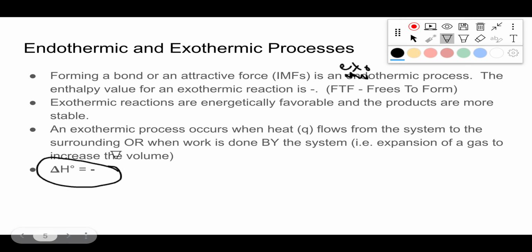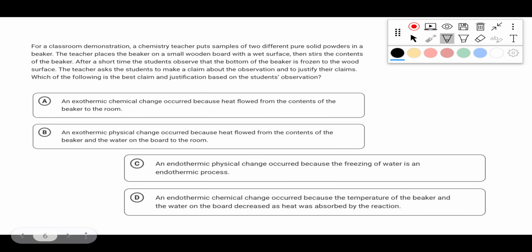Negatives and positives really matter in chemistry. They are important and they tell us a lot of information. Exothermic reactions are energetically favorable. They can happen without us having to do a whole lot, and the products are more stable. In an exothermic reaction, the heat is going to flow from the system to the surroundings. So the energy starts in the chemical reaction where the system is and goes out into the surroundings. Or work is done by the system, so this would be an expansion of a gas to increase the volume. Let's read through this example and talk about it.